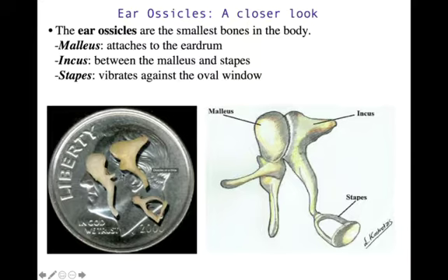And the function for all of them is they transmit vibrations from the tympanic membrane to the oval window, okay? So if we point at any one of these, you do have to know them by name: malleus, incus, stapes. But the function will be the same for all 3, which will be what? Transmits vibrations from the tympanic membrane to the oval window.